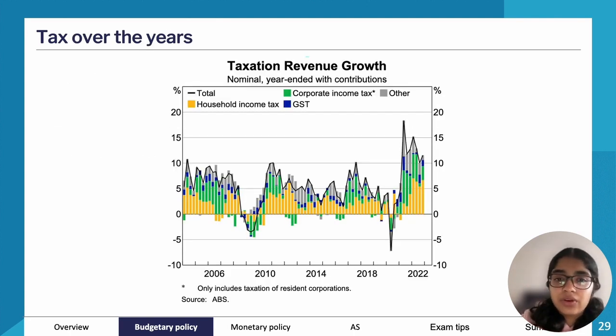So here's an overview of tax over the years. You do not have to remember this at all. This is, again, just for your interest. And you can just see that the majority of the tax in almost every year is coming from household income tax. So that is personal income tax on households. Next, there's corporate income tax, so that's businesses. And other, so other could be any other ones, like excise taxes and so on.